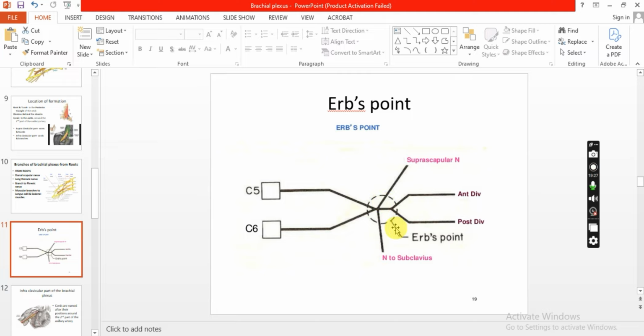So you can see here the upper trunk is formed by C5 and C6. The upper trunk divides into ventral and dorsal divisions, or anterior and posterior divisions. So 1, 2, 3, 4 nerves are uniting here, plus I told you it gives off two more branches here, the nerve to subclavius and the suprascapular nerve. So altogether it becomes a union or meeting place for 6 nerves. This point is called Erb's point.